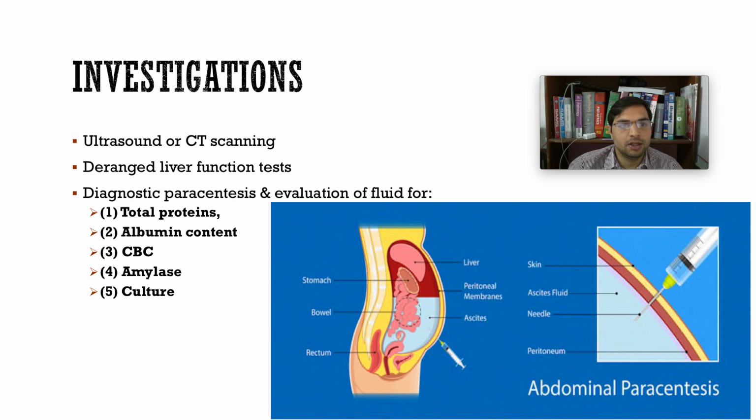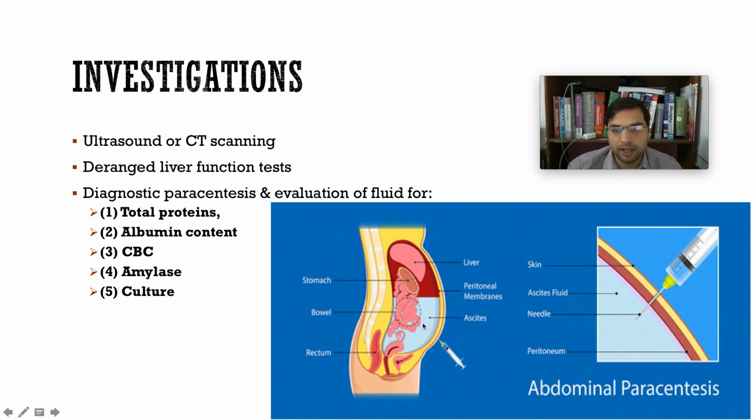cirrhosis, right? So what we do is, with the help of a syringe, we take little fluid from the peritoneal cavity and we evaluate that fluid, right? We evaluate that ascitic fluid, right? So this is a diagnostic paracentesis. We have a therapeutic paracentesis also, where we drain this fluid with the help of a drip. With the help of needle and a drip, we drain this fluid from the abdominal cavity. So that is therapeutic paracentesis.